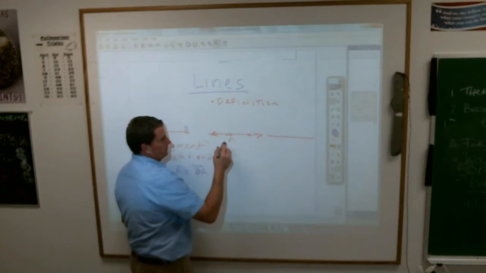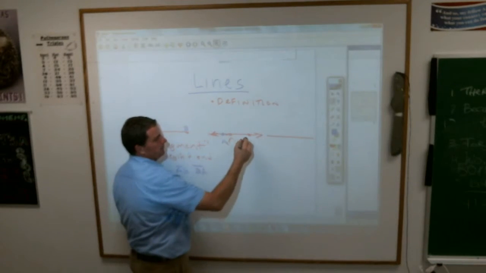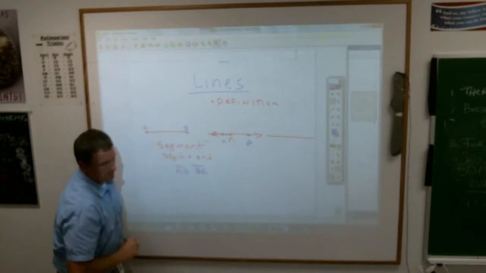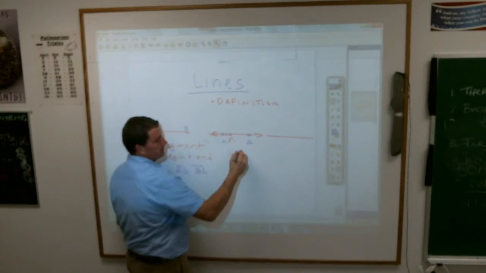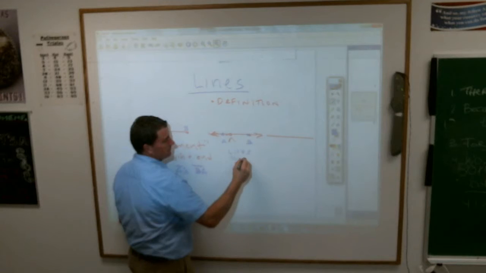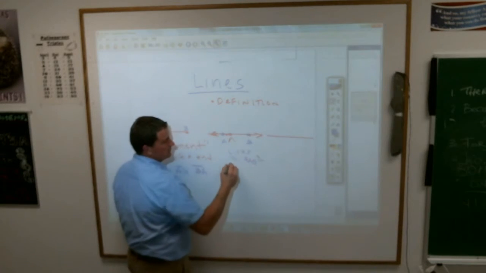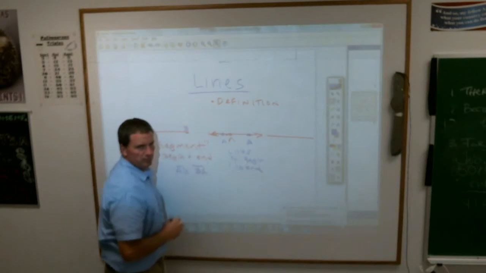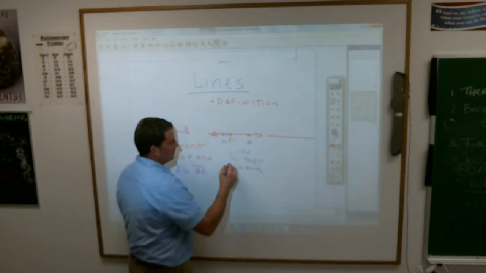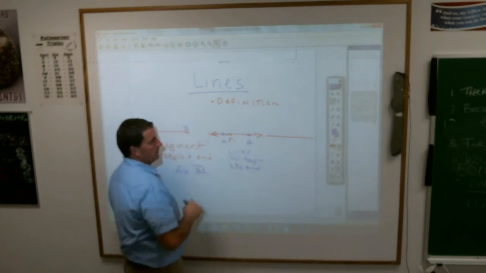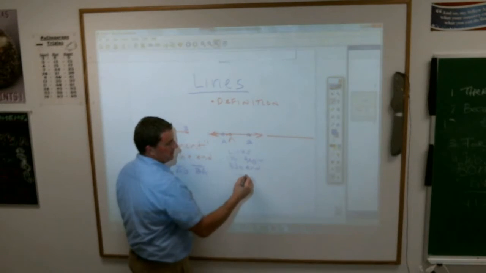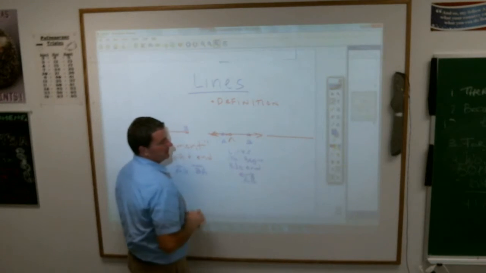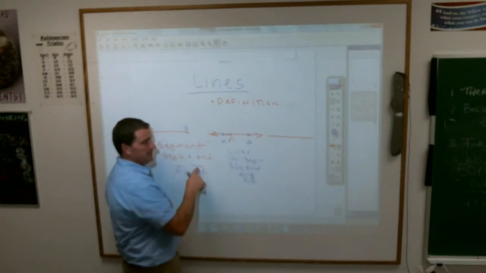Now, going back to this one here. I've got an A and a B there, but if I'm talking about line AB, lines have no beginning, no end. No beginning, no end. If I were labeling this line, I would just go AB, but above it, I have two arrows. That says line AB. This is line segment without the arrows.